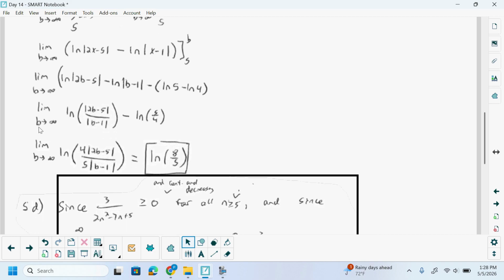And as b goes to infinity, if we look at the ratio of those coefficients in this line here, that's going to end up approaching natural log of 2 because they're the same degree, so it's the ratio of leading coefficients. And then a natural log of 2 minus a natural log of 5/4, you divide your insides, and we get natural log of 8/5.